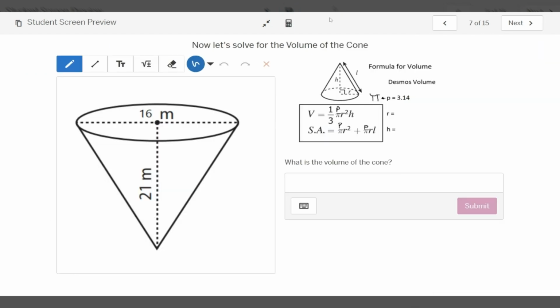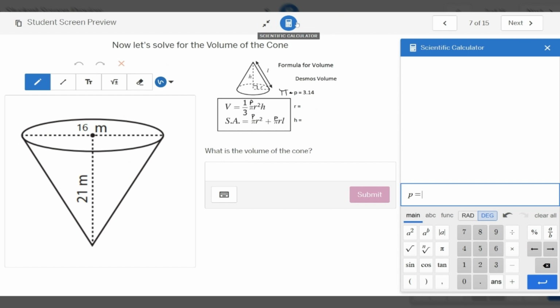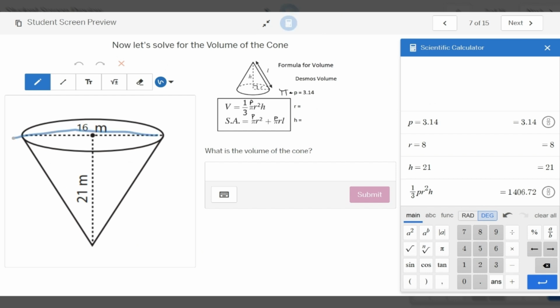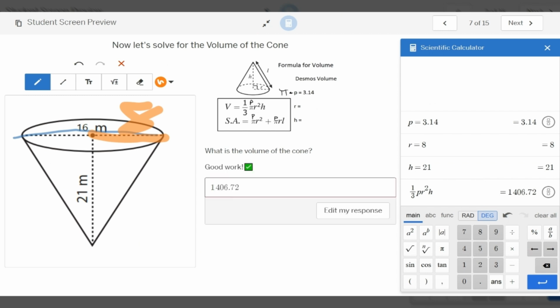So same thing for this next one. The cone, pi equals 3.14. Our radius, our height, 1/3 pi r squared h. Our radius is 8. Our height is 21. Why is our radius 8 real quick? Our diameter here is 16. So we take half of 16. We get 8. The answer is 7.2.